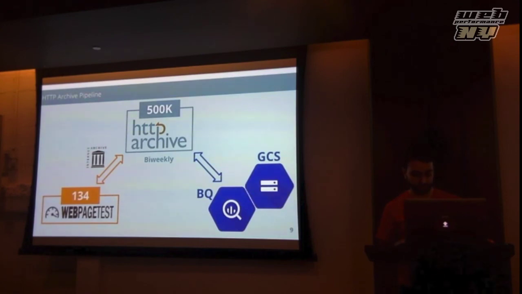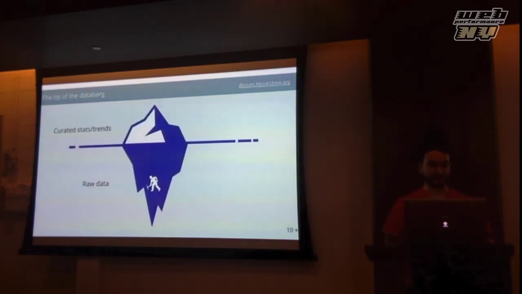When I say data bird, this is what I mean. We have these curated stats and trends that we handpick, but there's so much more beneath the surface that's ready for mining. There's things that we don't even know exist yet. So we really implore everyone, dig into the data and let us know what you found. So that's what it is.